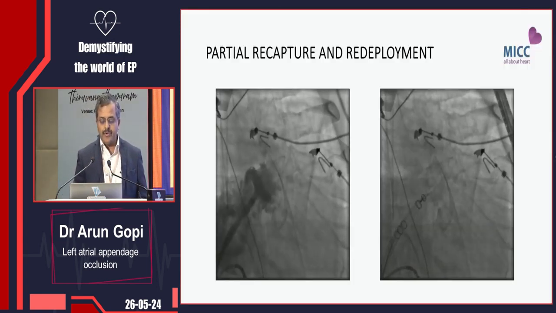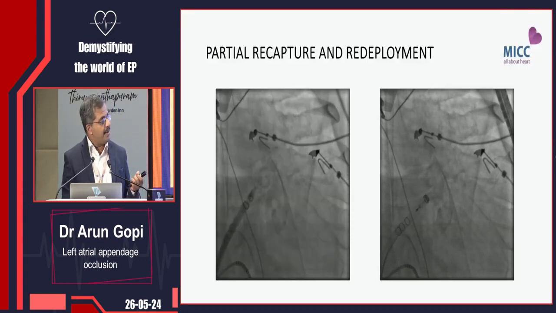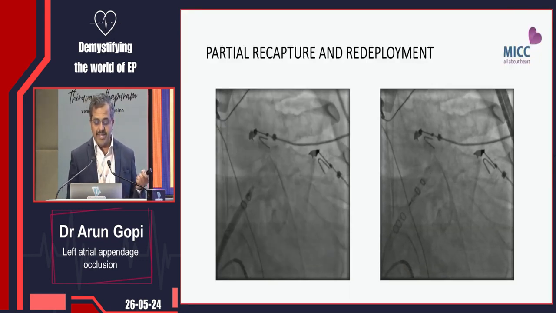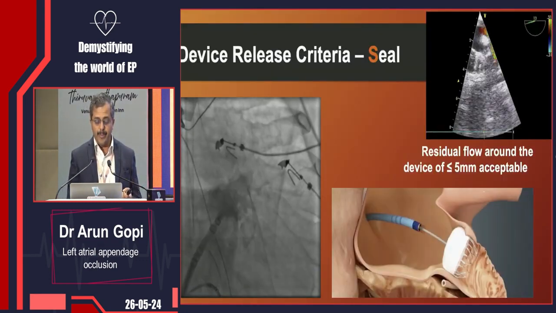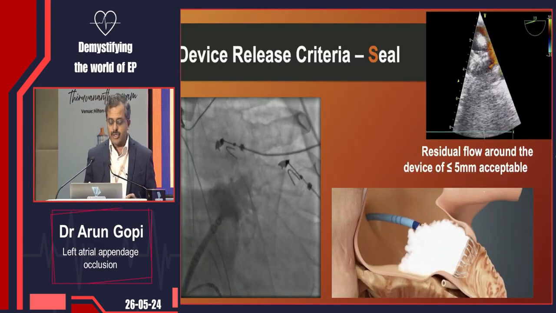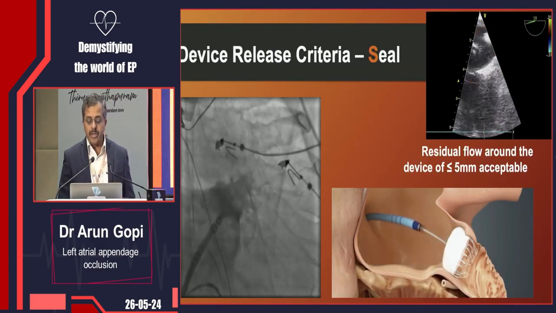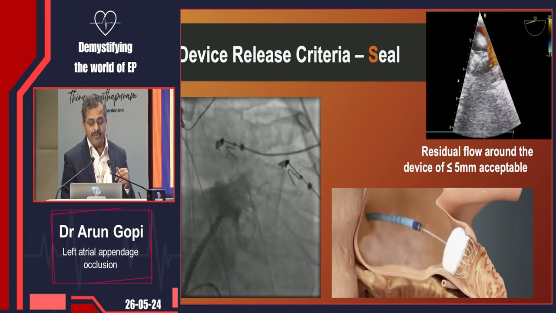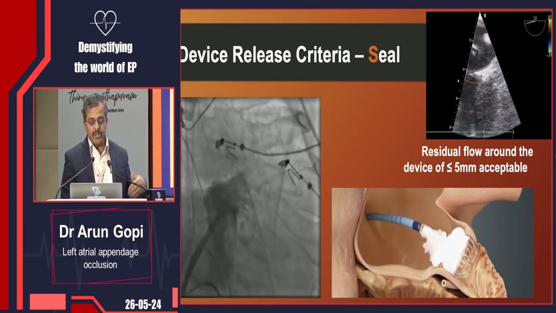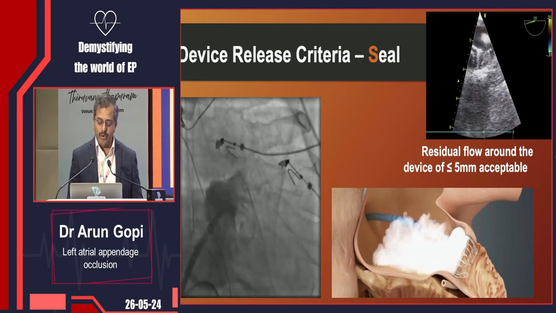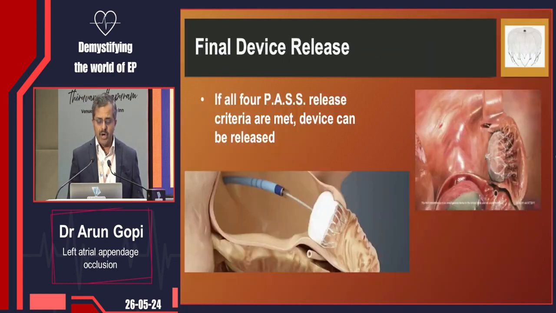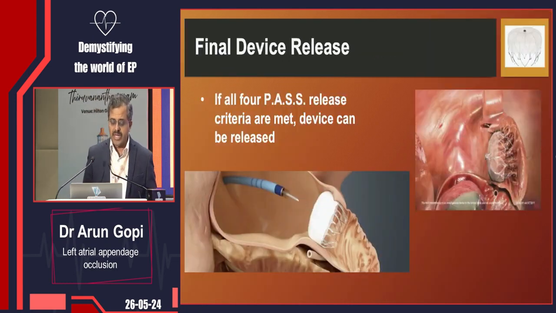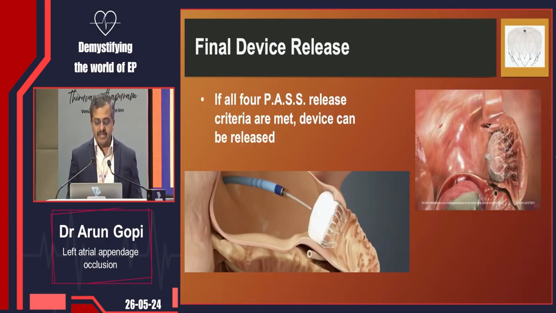And this device, if you're not satisfied with the position, you can always recapture partially and redeploy. So this is a recapture of the device and then redeploying it. The seal, which ensures that it's fully secured off, you can do on TE, as well as ensure that there is no leak, or if the leak is there, it is less than 5 mm. And do an angiogram to ensure there is no flow into the left atrial appendage. Once all the 4 criteria are met, you just release the device in there, and that's it.